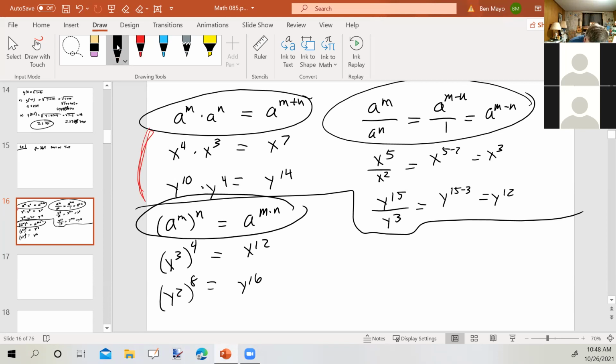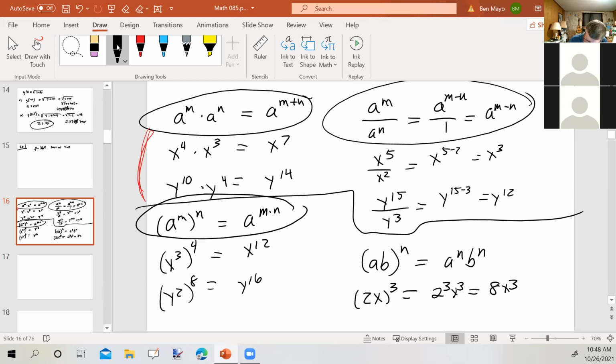Another rule, if we have a product raised to a power, we attach that outside power to each factor of the product. So for instance, let's say I have 2x, the quantity cubed, that's 2 cubed x cubed. Or simplifying further, 8x cubed. So there's yet another rule. We'll start with those and then we'll add more as we go.